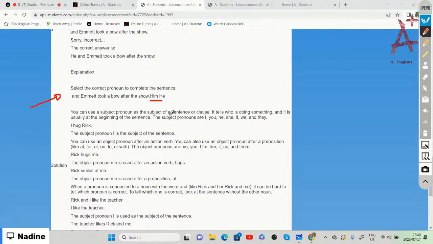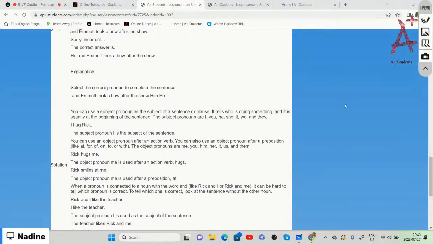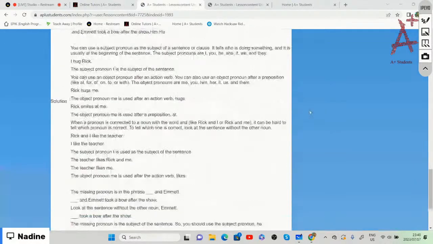So this is at the beginning of a sentence, right? And if it's at the beginning of the sentence, then we said it is a subject pronoun, which tells us who is doing something. So if we were to choose the subject pronoun between him and he, then we will say it is he and Emmett took a bow after the show. He is doing something, and that is a subject pronoun.